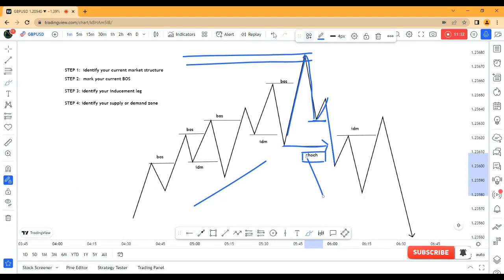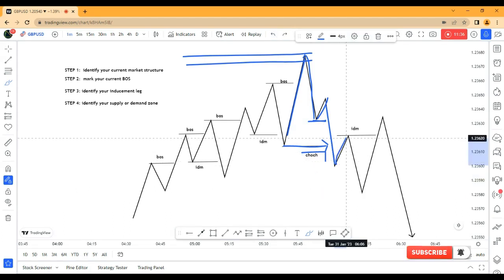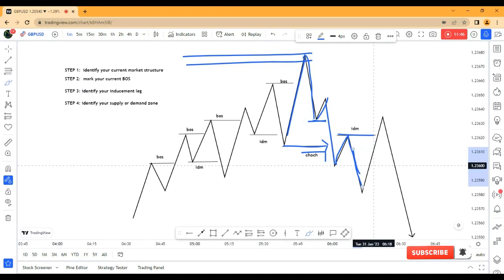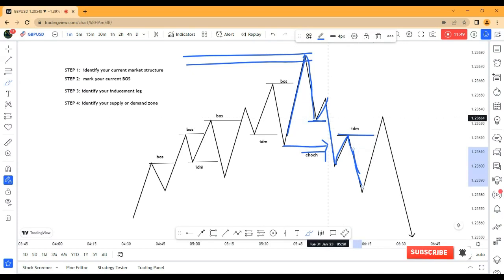After you identify your CHoCH, you wait for price to create an inducement leg. When price creates this inducement leg, you map here as your inducement leg. This time around you'll be finding a supply zone.